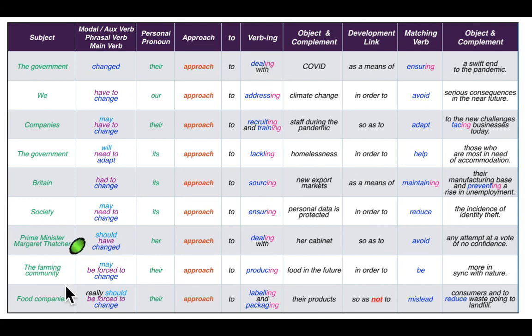The farming community may be forced to change their approach to producing food in the future in order to be more in sync with nature. In sync with is a nice phrase, means in balance with, in harmony with. And lastly, food companies really should be forced to change their approach to labelling and packaging their products so as not to mislead consumers and to reduce waste going to landfill. So you see here, if there's and, it will follow the same verb pattern as its earlier partner.